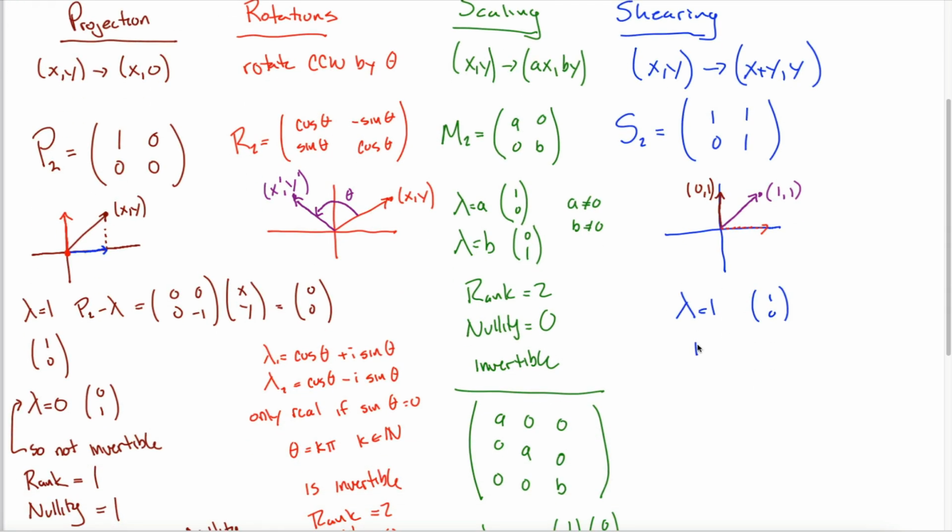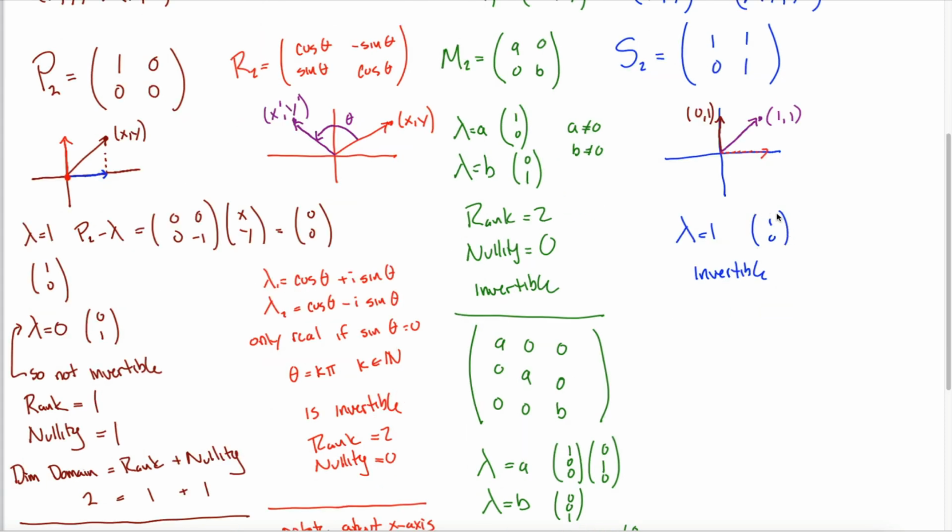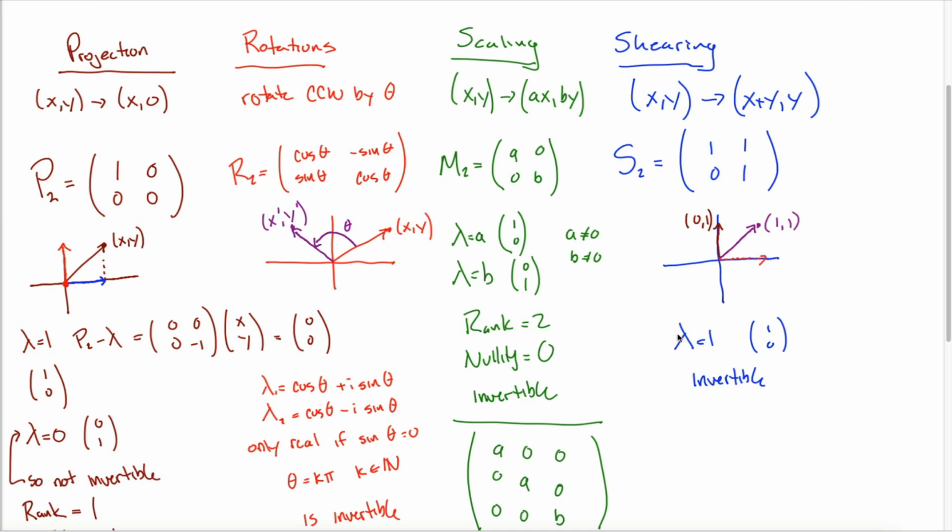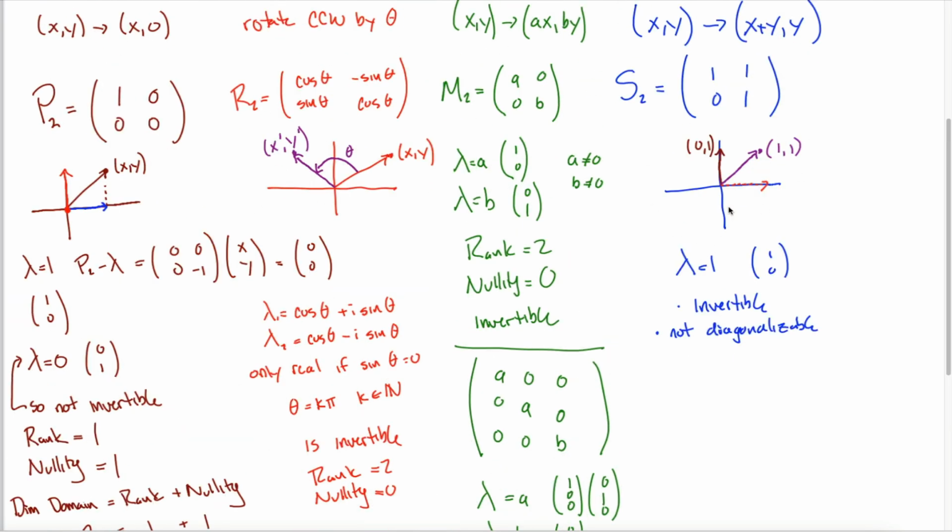Note that this matrix is also invertible. Just think shear back in the other direction. But since the dimension of the eigenspace, which is just 1, is less than 2, that means this is not diagonalizable. Hopefully it's easy enough to see that the only vector that would get mapped to the 0 vector would be the 0 vector itself.